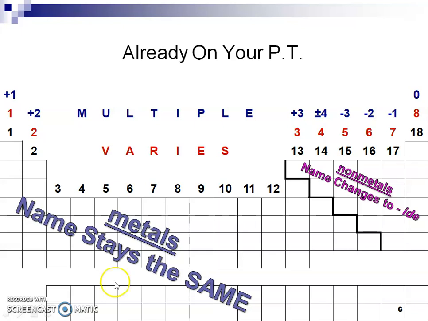You also want to remember that those metals are going to stay the same. So those metals that turn into cations are going to have the same name as the atom it comes from. However, those non-metals are going to change their atom name to an IDE ending. So we want to remember that.